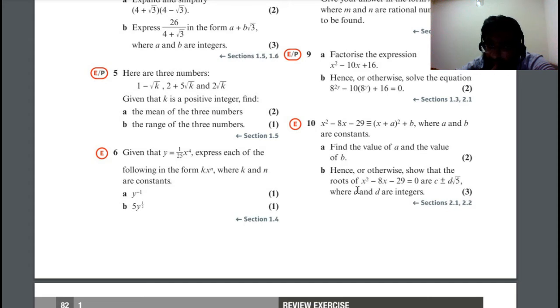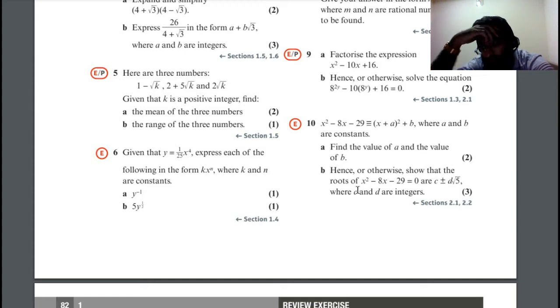4 into 29 is what, sir? 116. So it's plus 116. 64 plus 116 becomes 180. Root 180. 8 plus or minus root 180 by 2. So it becomes 4 plus or minus root 45.